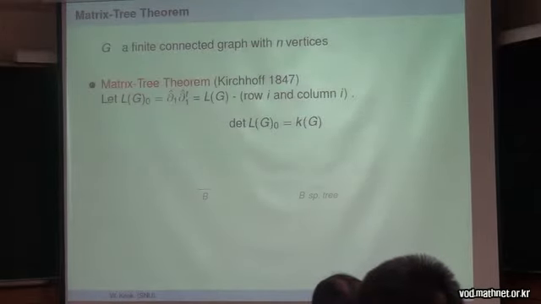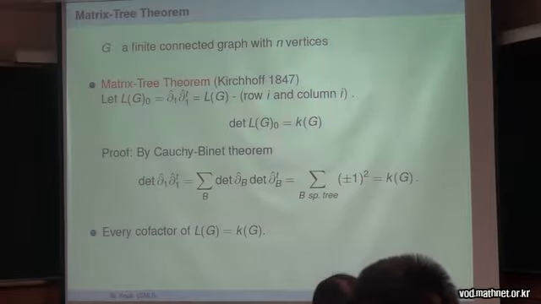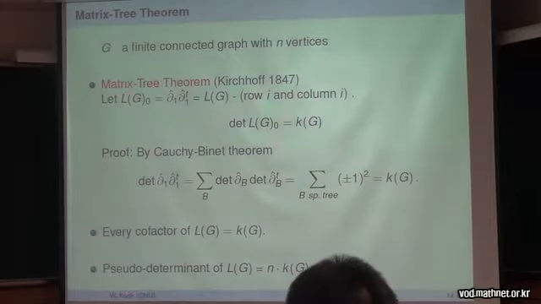So here are three different versions of the matrix tree theorem. The first version is the following. L of G with row and column i deleted is what's called the reduced graph Laplacian. In other words, what you do is take the graph Laplacian, as we saw in an example, and strike out row i and column i. Then if you take the determinant, it gives us the number of spanning trees.